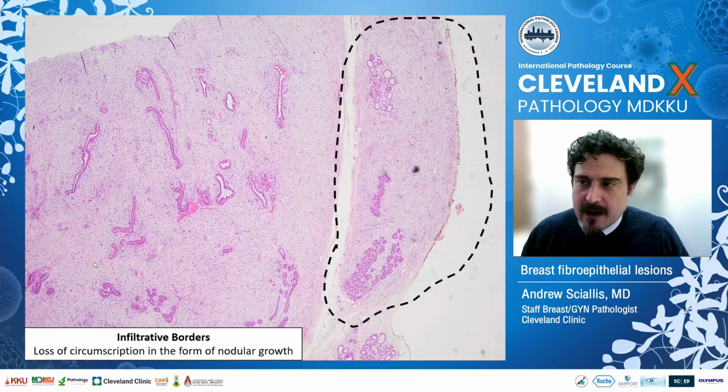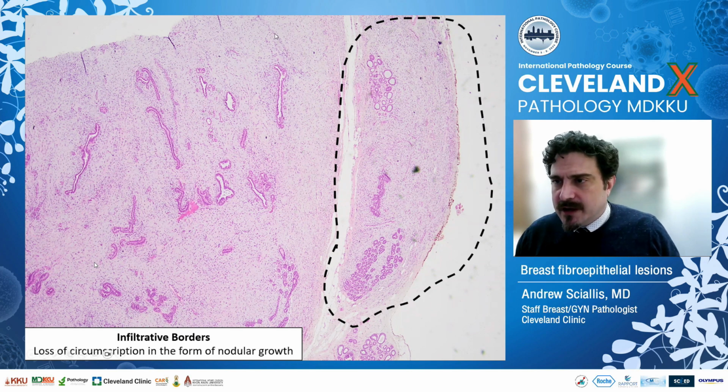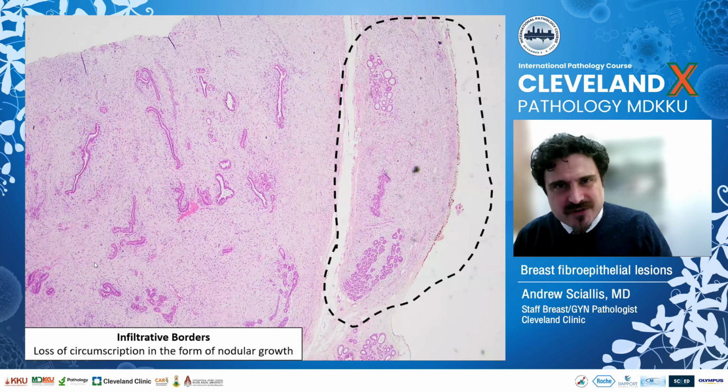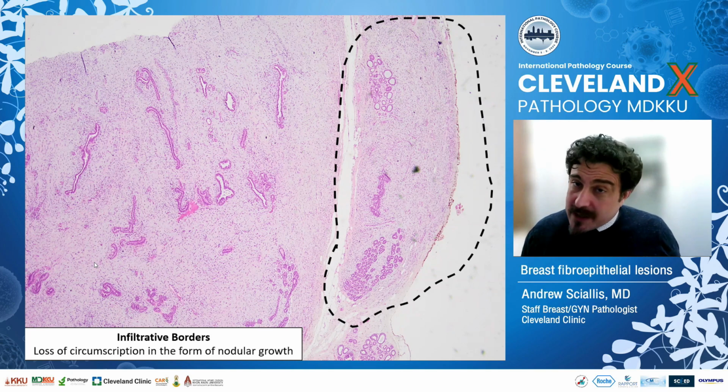But sometimes there are infiltrated borders, and whether this is some sort of infiltration that comes from periglandular stroma creeping into the background breast, or if it's just a more nodular infiltrated pattern, I'm not 100% sure what it is, but I can tell that this has lost circumscription. It's no longer a nice sharp interface between this fibroepithelial lesion and the background breast, but we have this area that's pooching out and seems to be within the stroma.